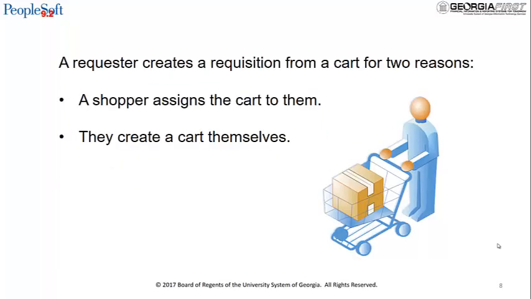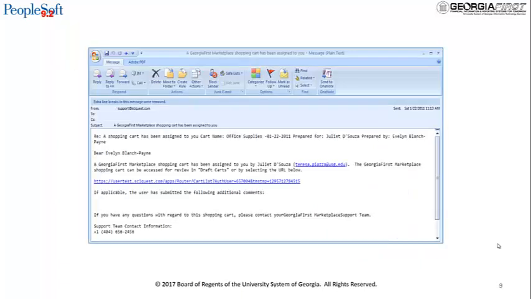A requester creates a requisition from a cart for two reasons. A shopper assigns the cart to them, or they create a cart themselves. Most steps are essentially the same. However, two steps differ when you work as a requester with an assigned cart.